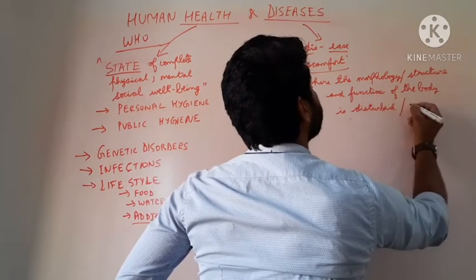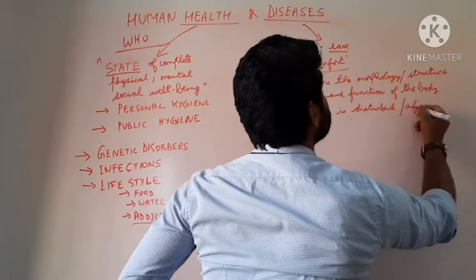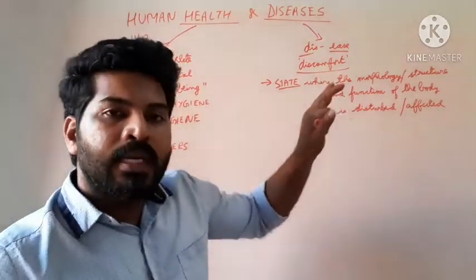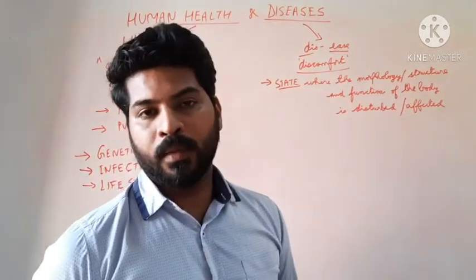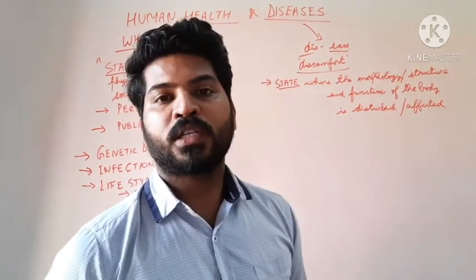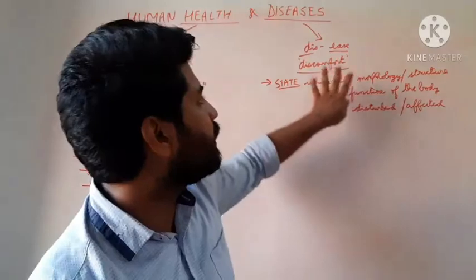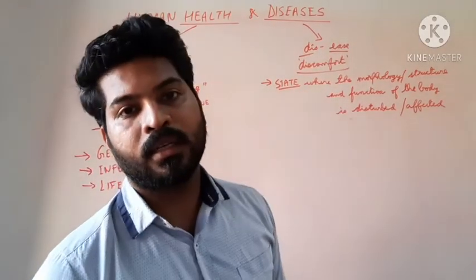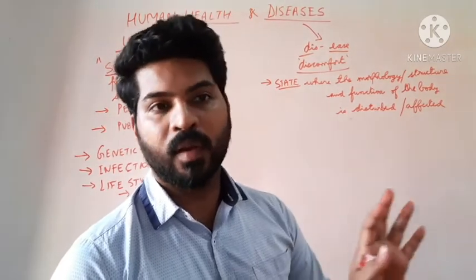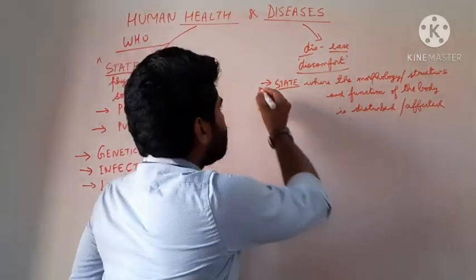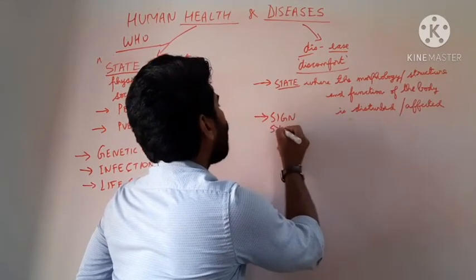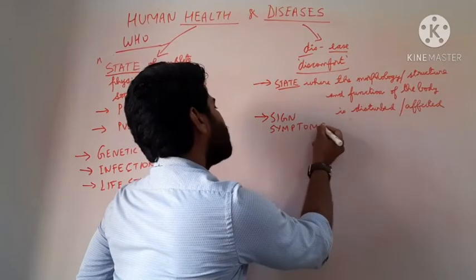Then that state is called a diseased state. So it's a condition where the structure of the body or the functioning of the body, or both structure and functioning of the body, is affected. Then we call that state a diseased state, and the person is said to be suffering from a disease. The disease can be identified with the help of signs and symptoms.